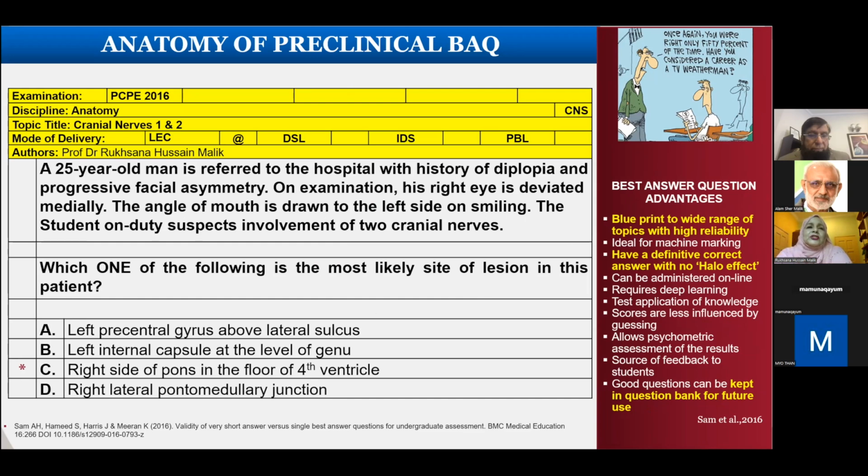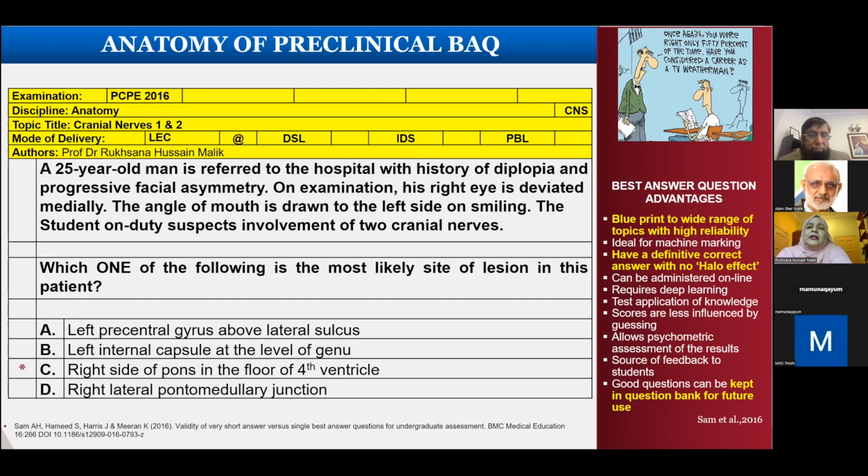Now, if you look at this question, there is a stem which has a story, and according to that story, the student on duty suspected that there is an involvement of two cranial nerves. So, which one of the following is the most likely site of lesion in this patient? And then we have given 4 sites in the brain where this lesion can take place.